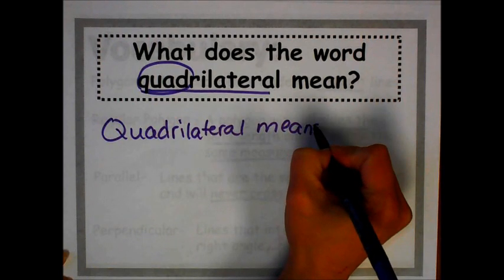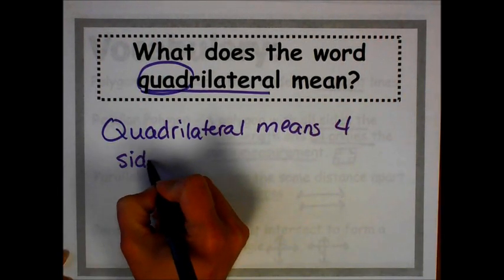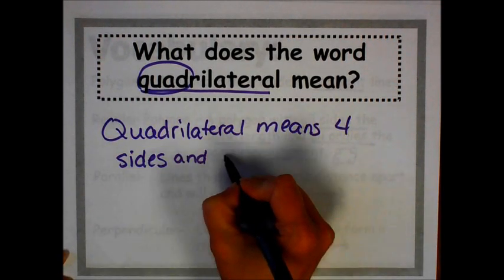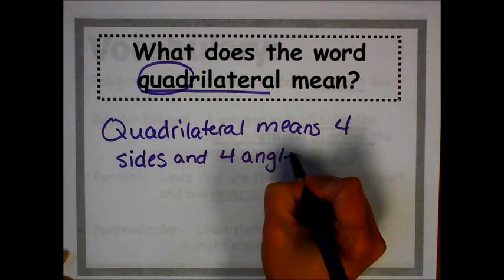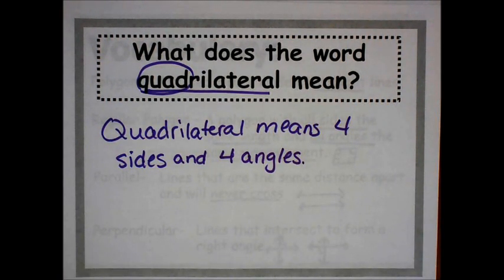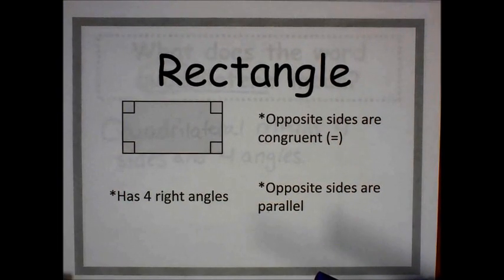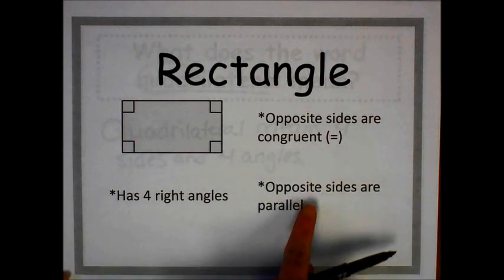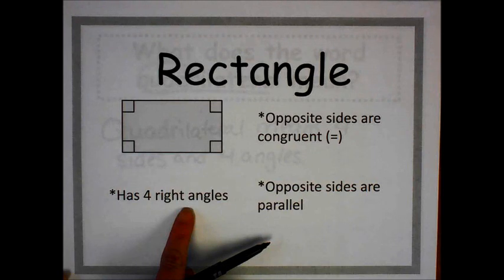Quadrilateral means 4 sides, and there's more to that definition for 6th graders. It also means that if it has 4 sides, it must also have 4 angles. So you need to know that all quadrilaterals have 4 sides and 4 angles. Next, we're going to look at some different kinds of quadrilaterals. I want you to name the shape, draw the shape, and list all of the information about each of the shapes on the following slides.